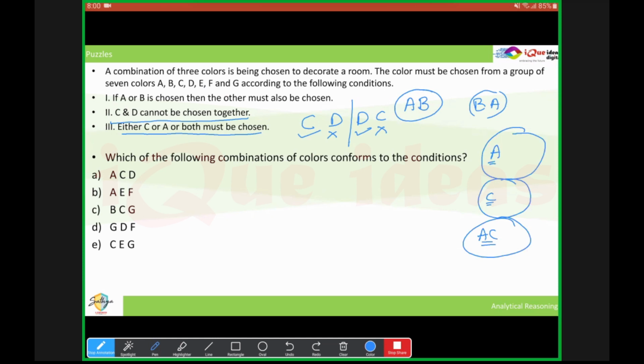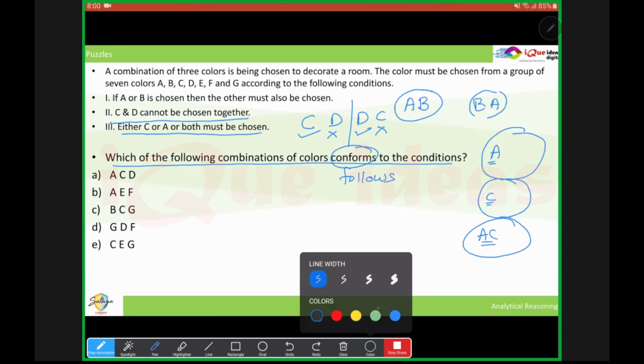So if these are the three conditions which are supposed to be satisfied, then my question says, which of the following combination of colors conforms to the conditions, or follows the given conditions, or satisfies the given conditions? So in such questions, you have to look at the options and identify which group is the answer. So, let's take a look at each of the options. First option, A, C, D.